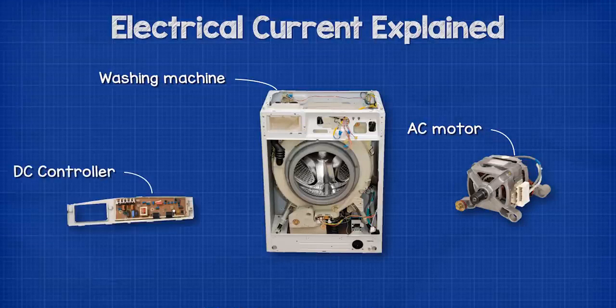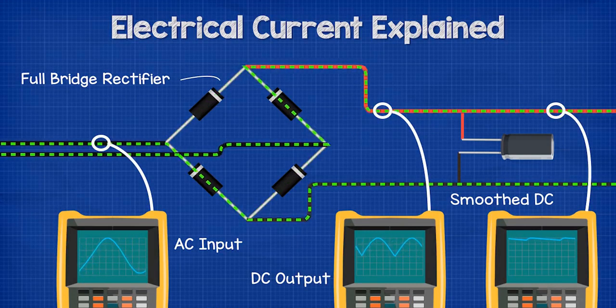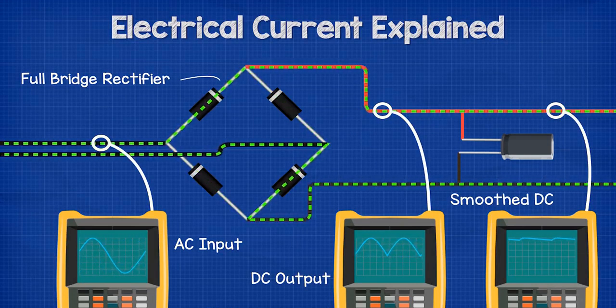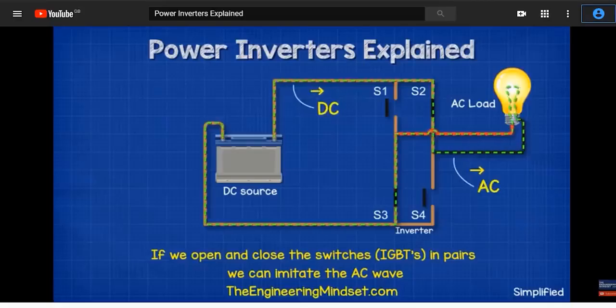We can convert AC to DC using a device known as a rectifier. This is extremely common in electronics. We can also convert DC to AC using an inverter, and this is used, for example, with solar power systems. We have covered power inverters in great detail previously.